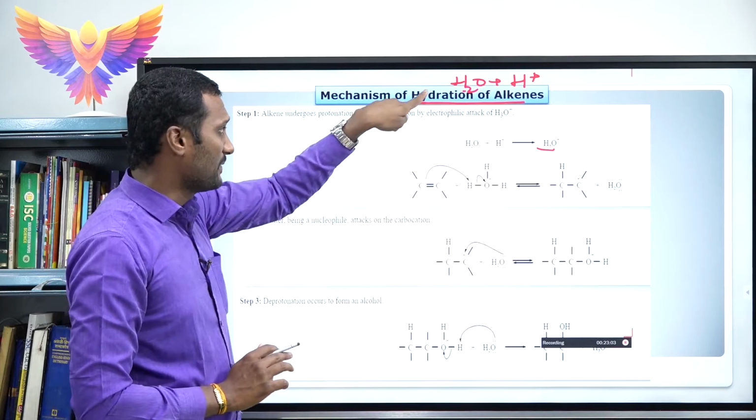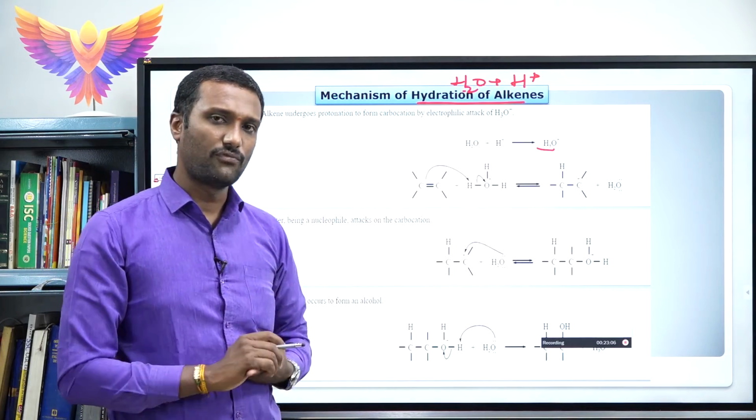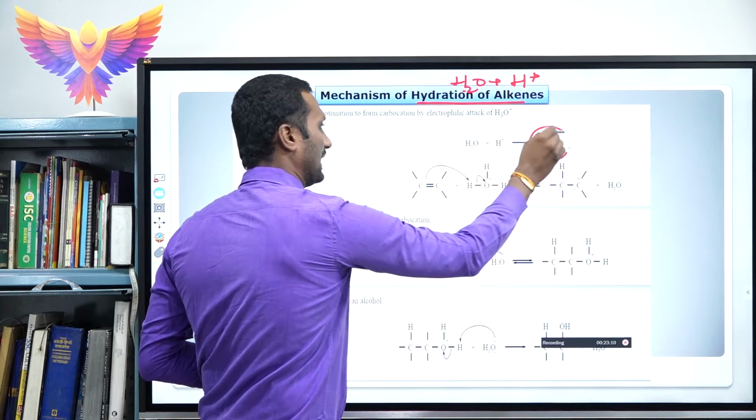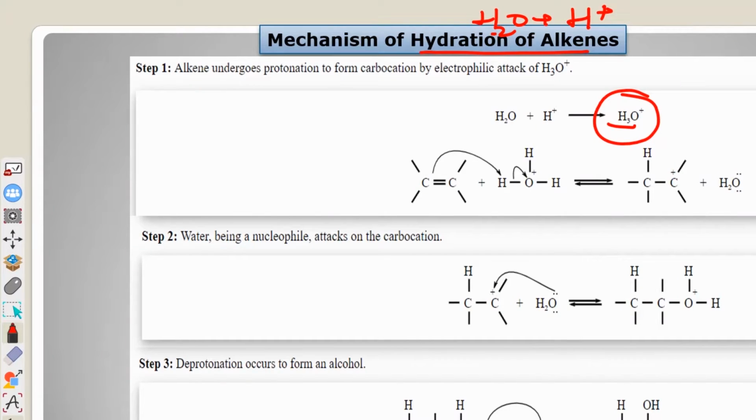So in this mechanism there are 3 steps. The first one is the formation of electrophile. You can observe, it is the formation of electrophile. The second is the attack of the nucleophile. The third one is deprotonation.